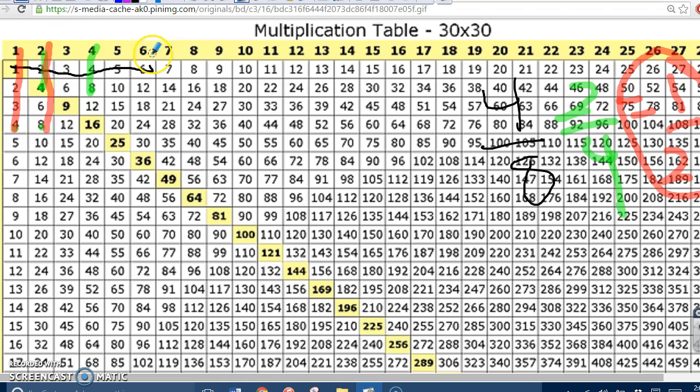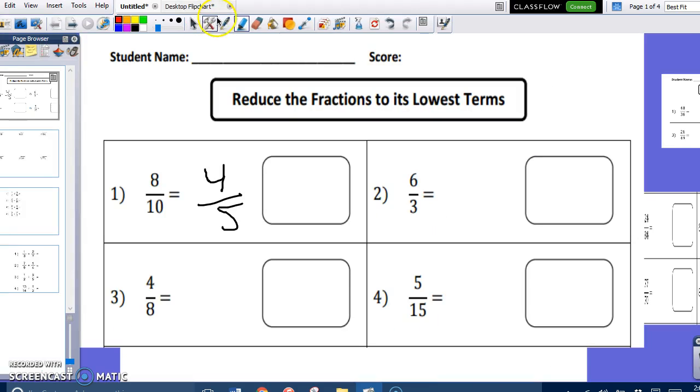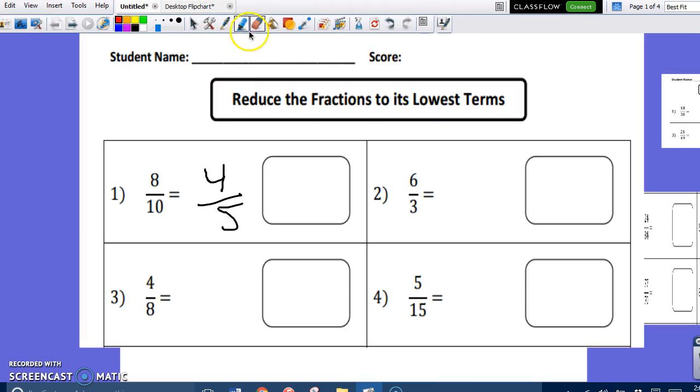If it's not, stop, pause, send an email, do whatever it is that you got to do in order to understand, okay? Your parents should watch too, because that way they understand the methods that I'm using in the classroom. So this is going to reduce to 1/2. Now I'm going to go over to number 2.